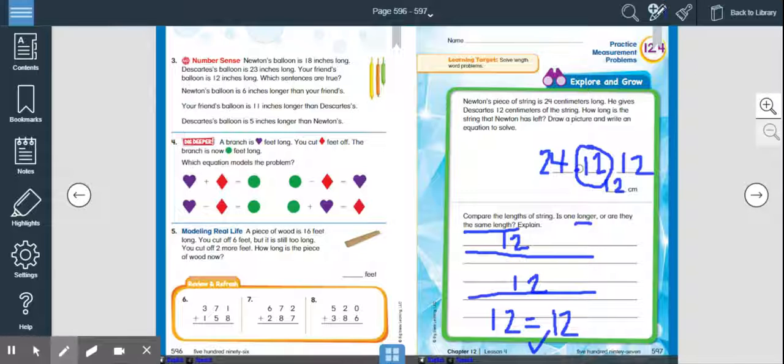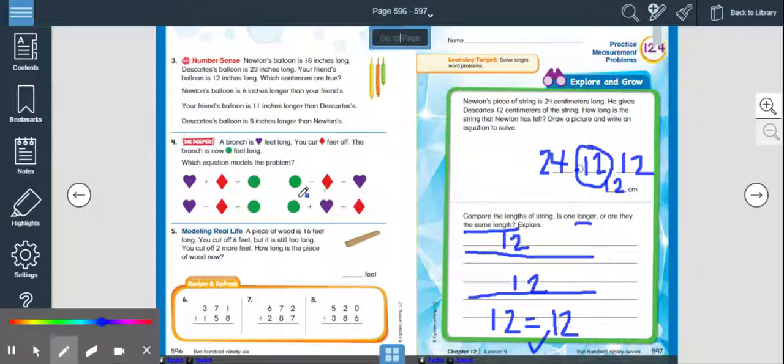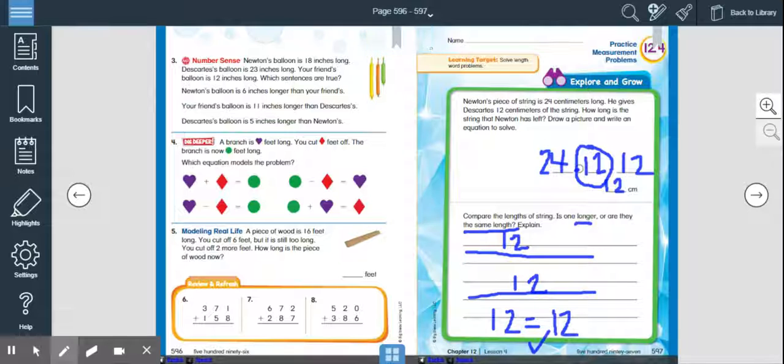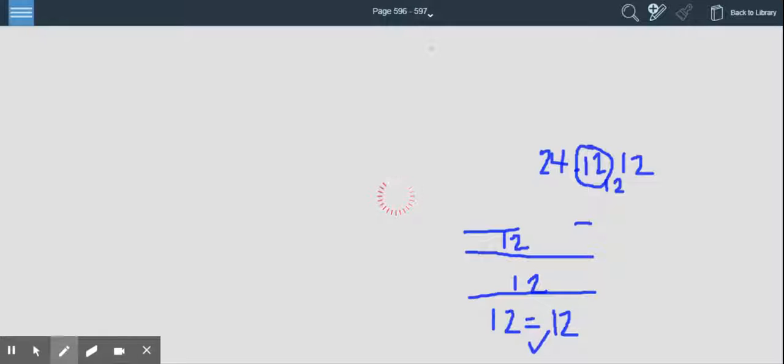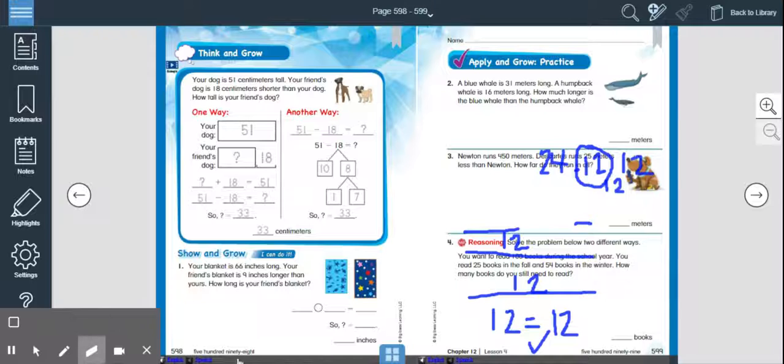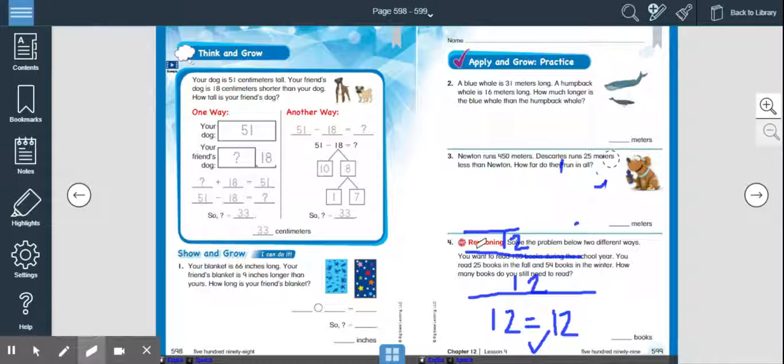And hold on one moment, friends. Our tools are messing up, but there we go. I'm going to go to the next page, page 598, or if you're in your app, you will just press the arrow over. Okay, I'm going to erase because it did pop up. Our old problem popped up still.